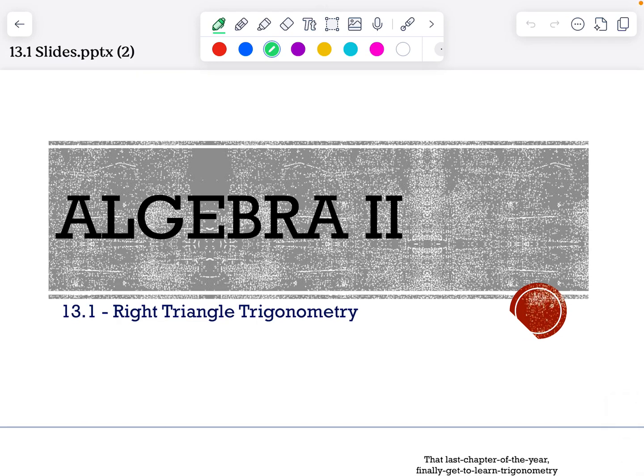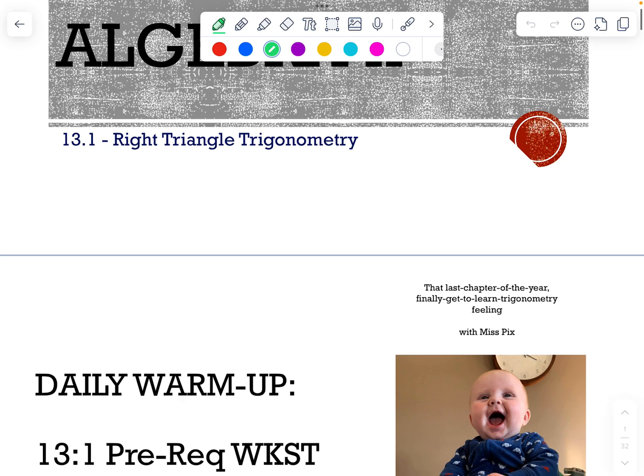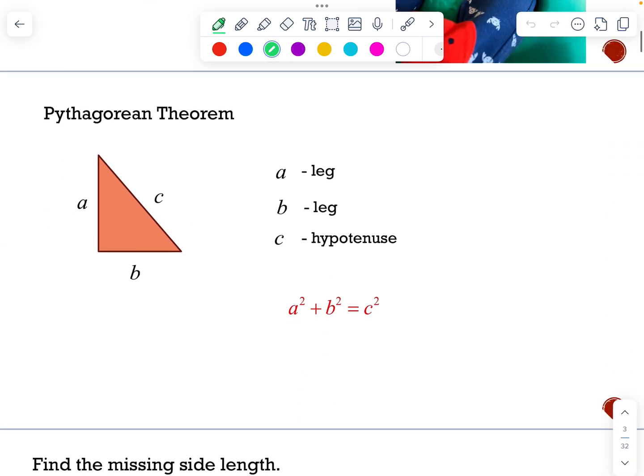All right, we are starting chapter 13, which is about trigonometry, which just means we're talking about triangles and math with triangles. So section 13.1 is specifically right triangle trigonometry. Something that should seem very familiar from your geometry days is the Pythagorean theorem, which is the formula that tells us that a squared plus b squared equals c squared.